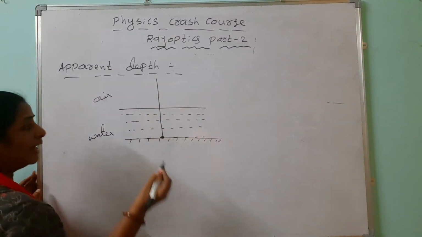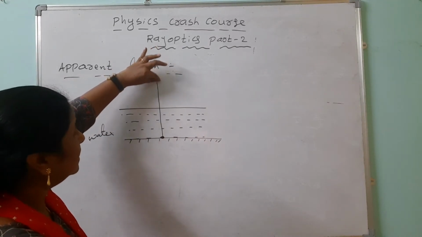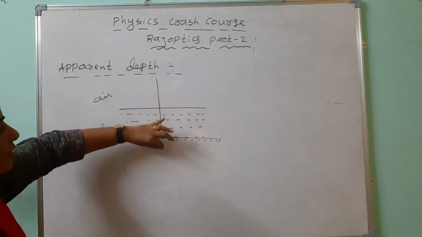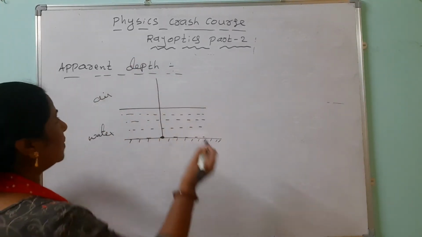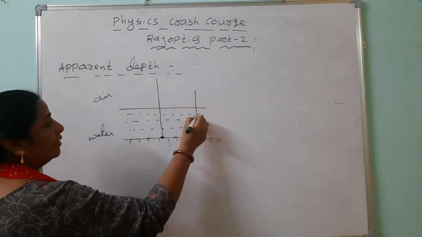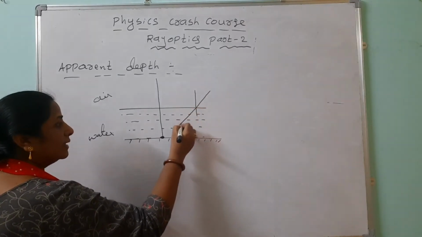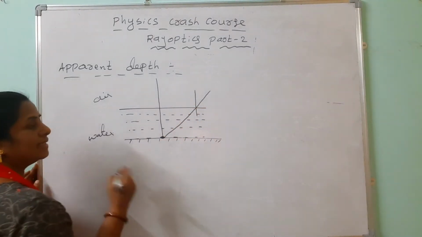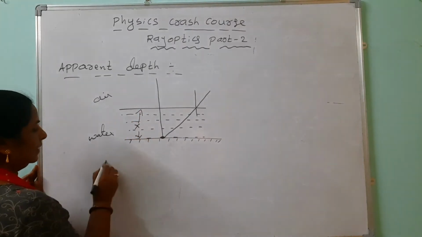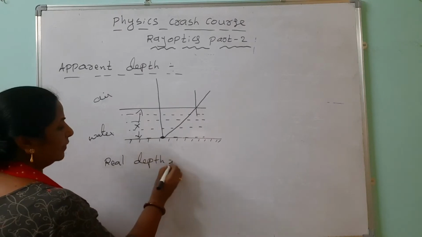When you look with your eye here, there is no bending of the light, no refraction and no reflection. You can see straight. Suppose you are here observing this. See, this is the normal. This is the surface. What is the real depth? Real depth equals x.